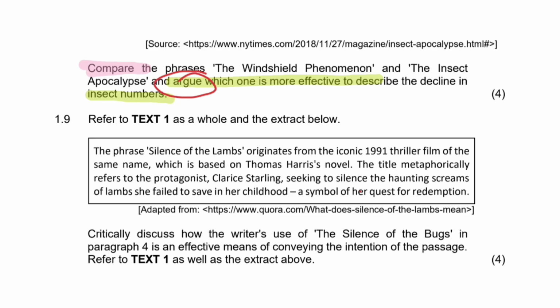So don't focus on one and leave out the other. If you choose that the insect apocalypse is more effective, you must bring why the other one is not. Now, let us look at the wind-chill phenomenon.